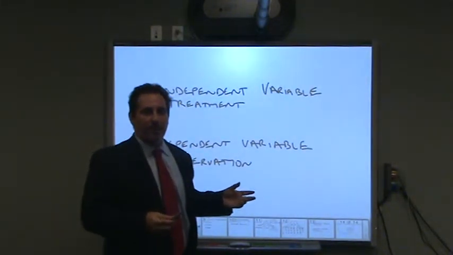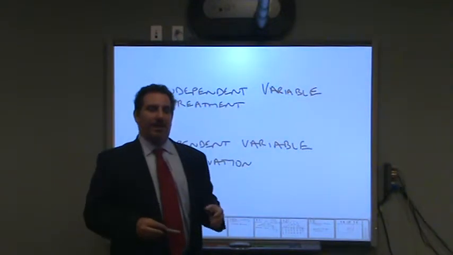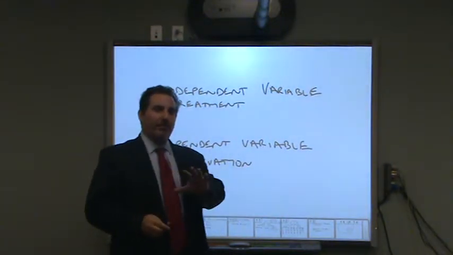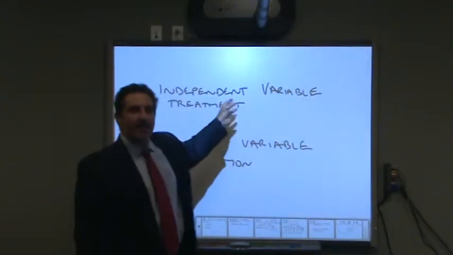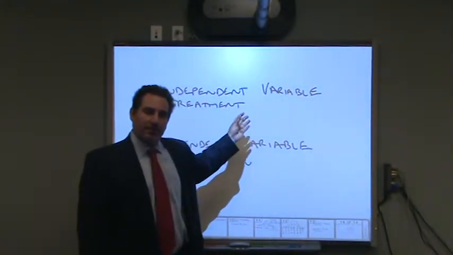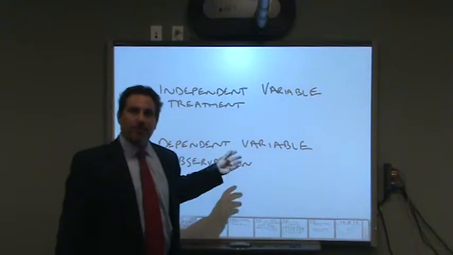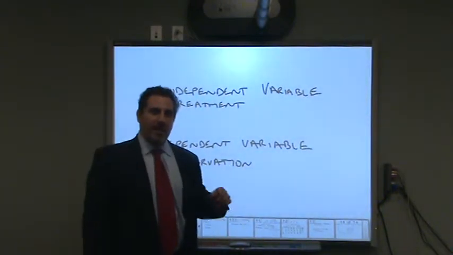In this example that I'm giving you, you would use an ANOVA. But we'll get to that later. For now, I just want you to understand that the independent variable separates the groups, and the dependent variable is what you observe.